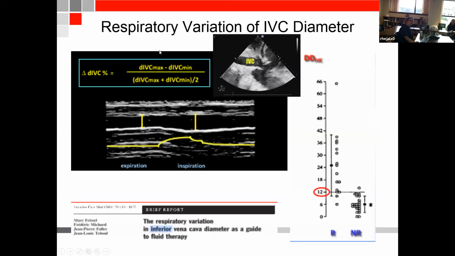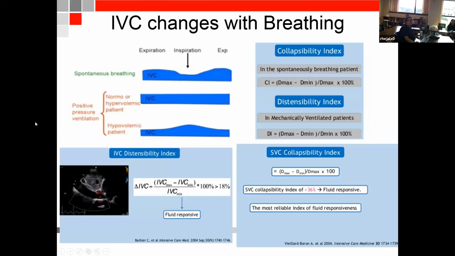And if you have a good respiratory variation between inspiration and expiration, this is somebody on a ventilator. With positive pressure ventilation, the IVC would expand during inspiration. This is the calculation part. You can sit and calculate it by yourself.